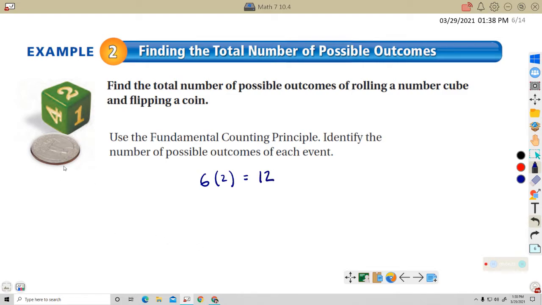Think about it. If I roll 1 on the dice, then I can follow that with the heads and the tail. If I roll 2 on the dice, I can follow that with the heads and the tail, and so on until I get to 6, and then I have heads and tails. So 6 times 2 is 12.